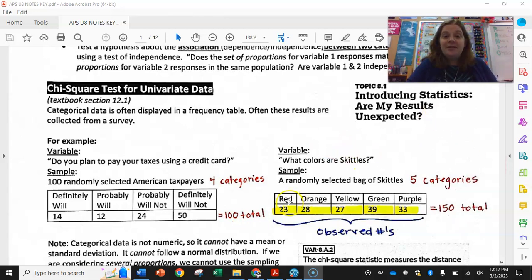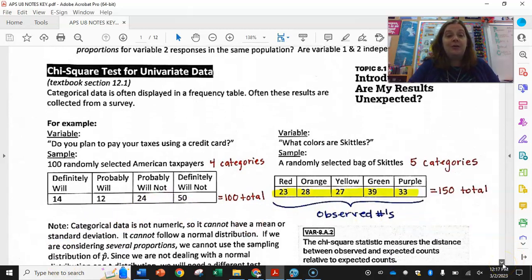And the other thing about this is that the red, orange, yellow, green, purple part of this, those would be our categories. So there's 1, 2, 3, 4, 5 categories. And as for vocabulary, 23, 28, 27, 39, 33, these are called observed counts. This is what we actually went out and saw. This was the actual thing we saw with our eyeballs, the observed counts. Over here, 14, 12, 24, and 50, those are observed counts.